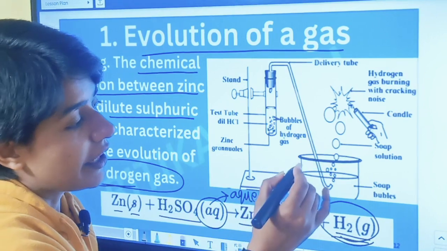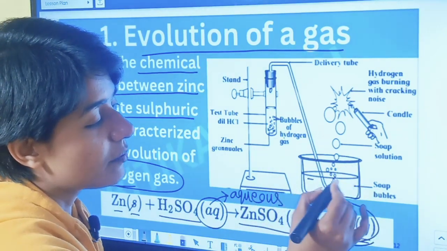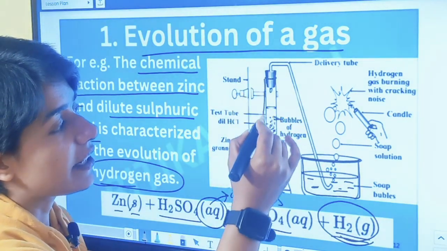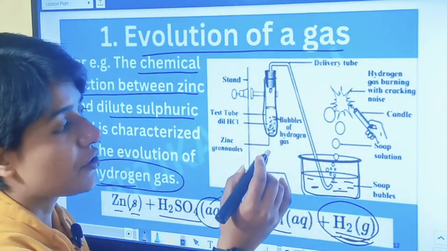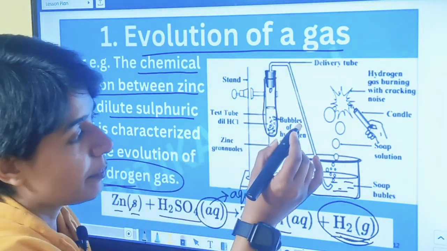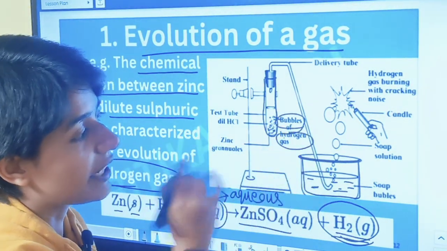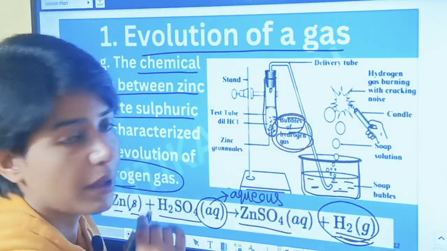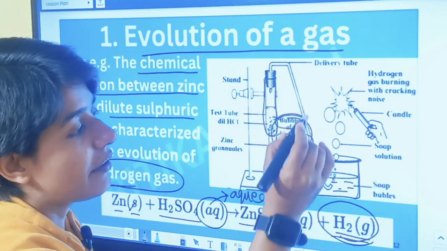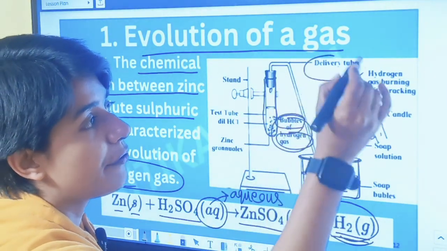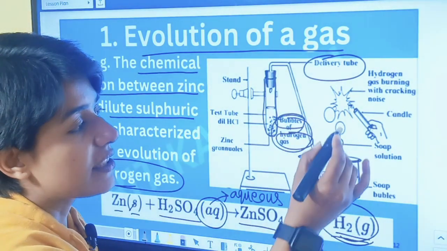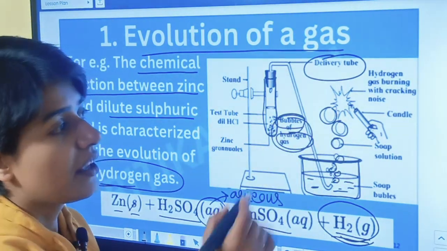Here it is a beaker. In it, soap solution is kept. Next, it is a stand where a test tube is held. In this test tube, zinc granules and dilute sulfuric acid react. Then here is the formation of bubbles of hydrogen gas, and these bubbles of hydrogen gas are delivered into this beaker with the help of delivery tube, and there is a formation of some bubbles. These are bubbles of hydrogen gas.